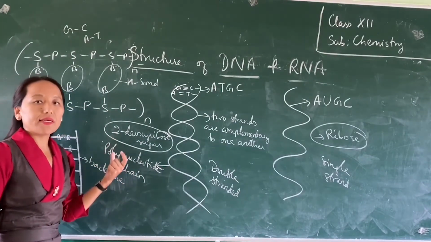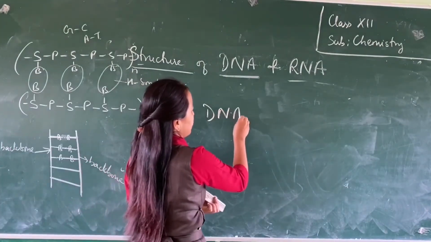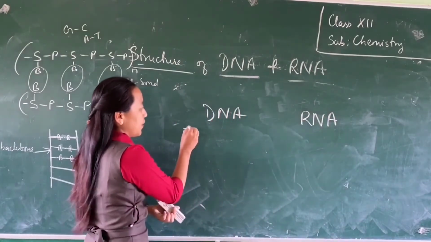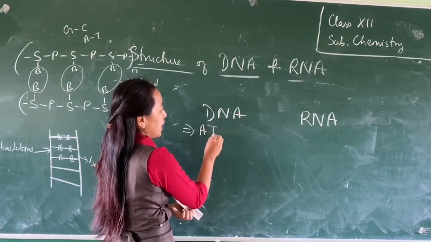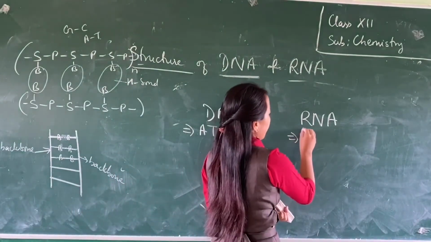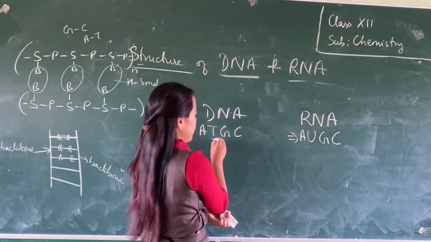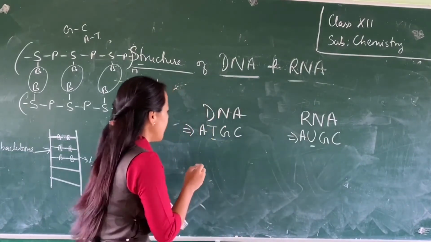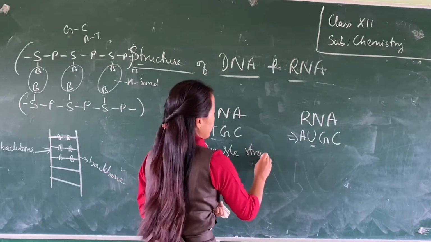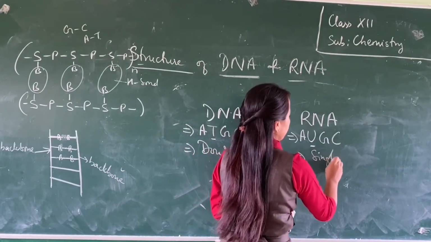Now let me quickly write down the differences between DNA and RNA. DNA consists of bases which are adenine, thymine, guanine, and cytosine, whereas in the case of RNA, there is adenine, uracil, guanine, and cytosine. Instead of thymine, you have uracil. And DNA is double-stranded, which are complementary to one another, whereas RNA is single-stranded.